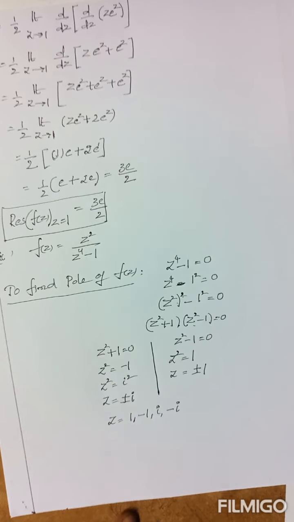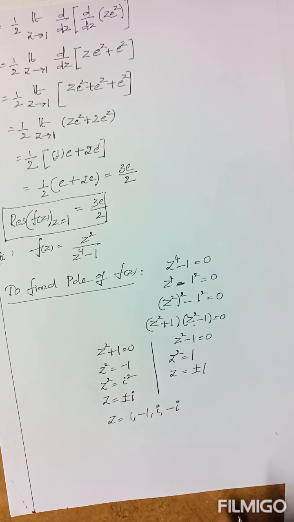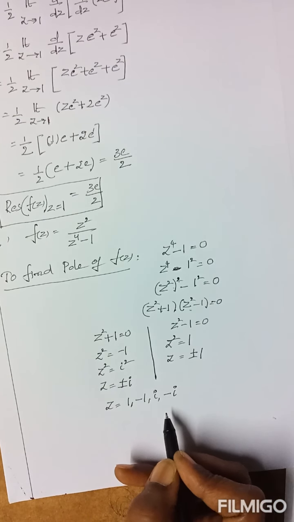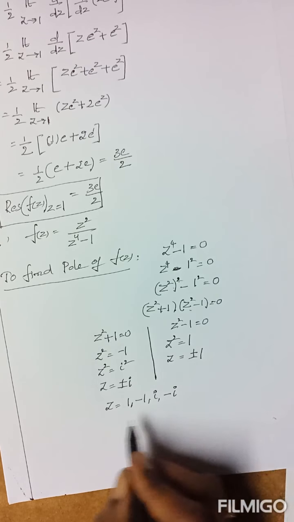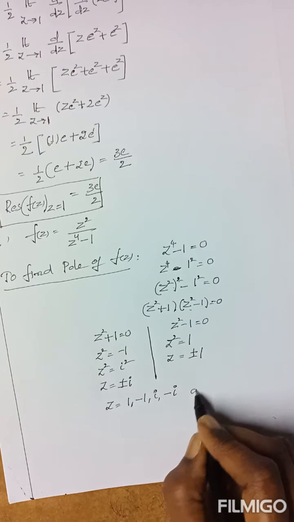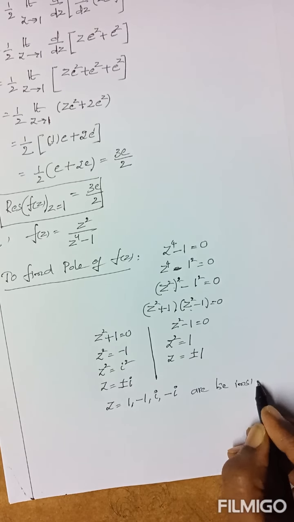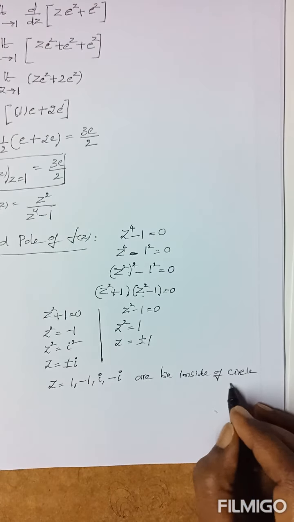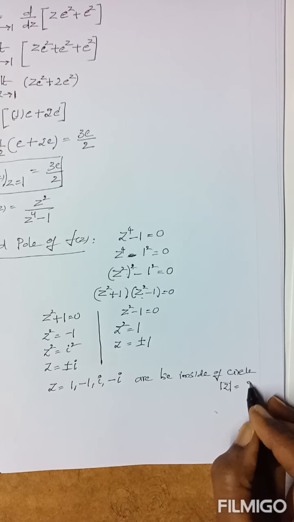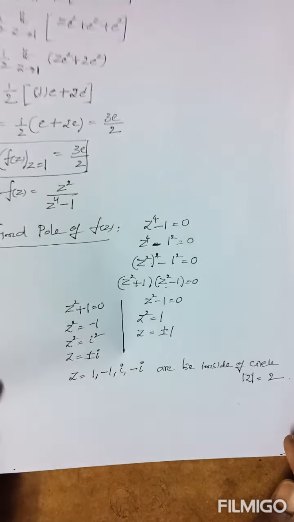At each and every point you have to define residues. Before going to that, as per the question, every point lies inside of the circle, modulus of z equals 2. Okay, now we need residues.